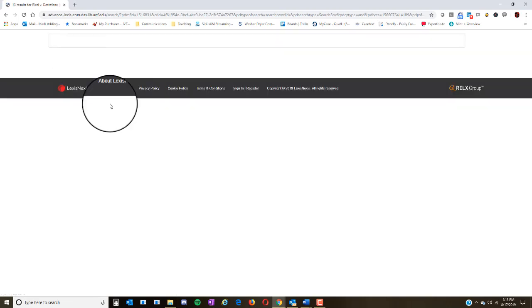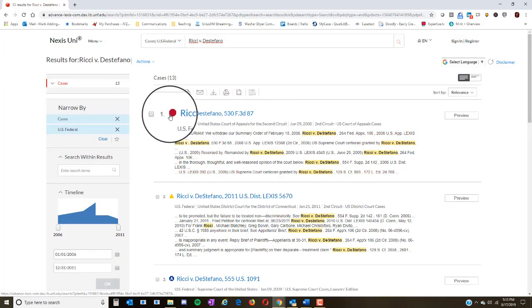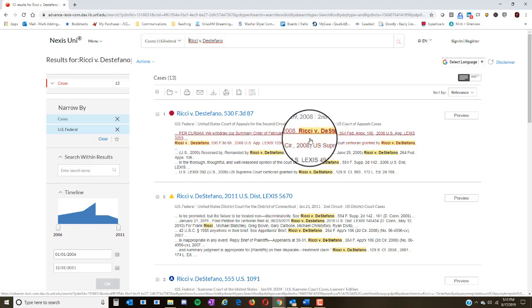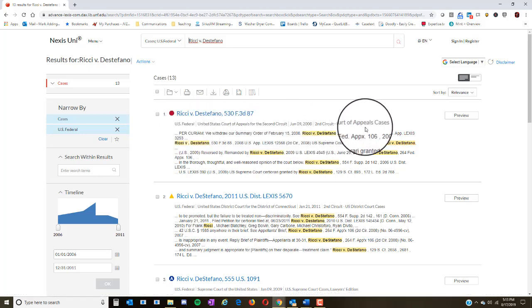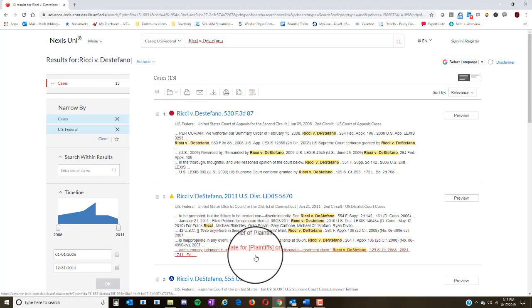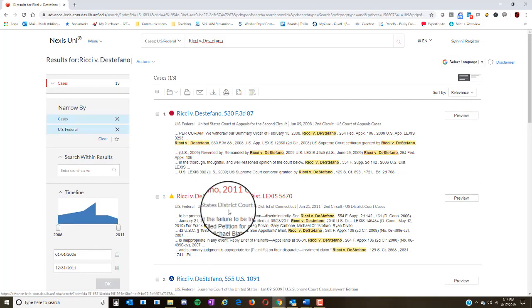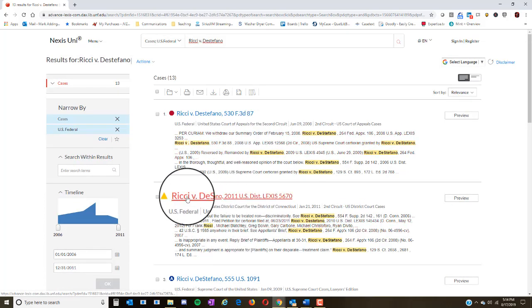And here it gives us 13 results. You'll see that this has a red stop sign that says negative treatment is indicated. Now, this particular opinion is from the Second Circuit. The reason that it's red is because the Supreme Court opinion, which is down here, overruled it. Okay? And some of the aspects from the trial are found to be problematic, so there's possible negative treatment here.